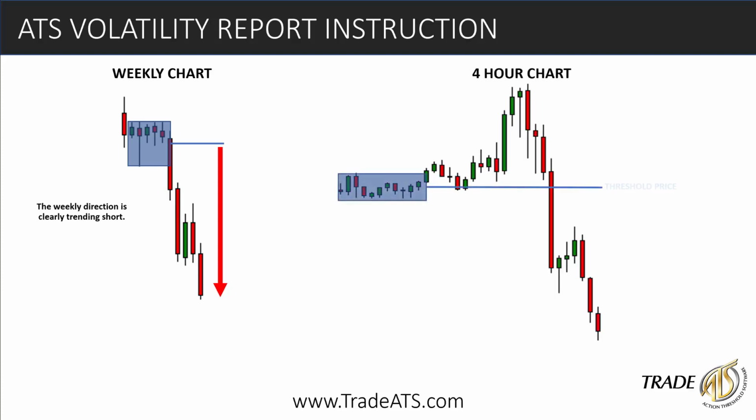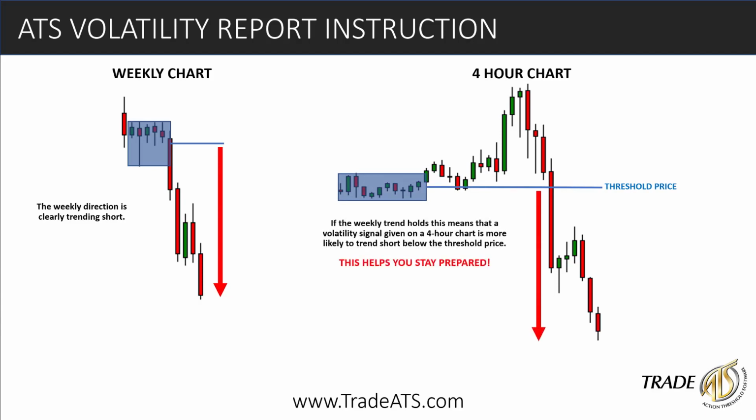Now on our 4-hour chart, we had our volatility signal, we have our threshold price, right? Now if the weekly trend holds, this means that a volatility signal given on this 4-hour chart is more likely to trend short below the threshold price. So by understanding the weekly direction is short, every single expansion phase on your lower time frame will ultimately end in the market going to lower prices through the threshold price.